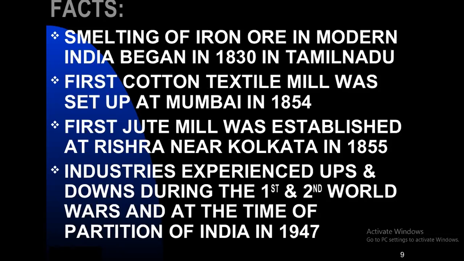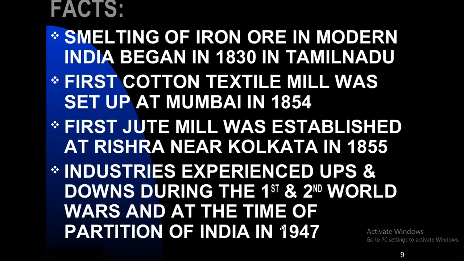These are some of the facts related to the industrial revolution. Where was the first jute mill established? What ups and downs did the industries face during the First and Second World War and the partition of India? Where was the first cotton textile mill set up? At Mumbai in 1854. So all these things show how manufacturing industries developed slowly and gradually. It started in Europe and started developing all over the world. People started knowing the importance of manufacturing industries in their life and in the economic development of a country.